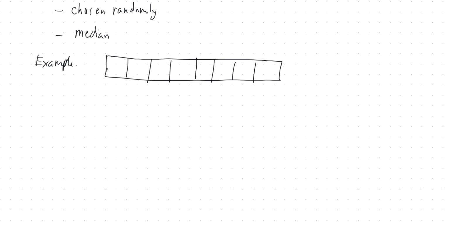Okay, so let's say your input array has 10, 7, 11, 4, 21, 16, 9, and 8. Okay, now for the first step, I choose my pivot to be the first element. So pivot is 10.